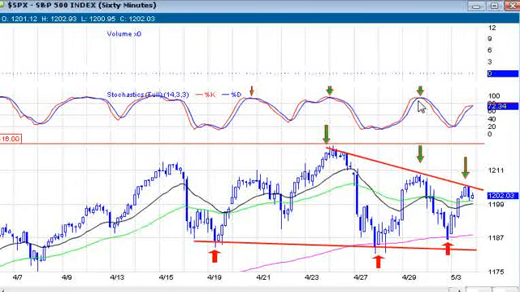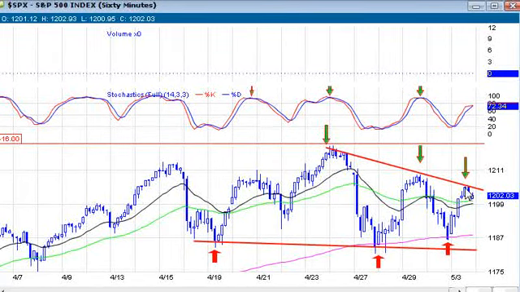So we'll watch that tomorrow. A move above Friday's high should give us that break and a clear-cut move up. So a couple different stocks I want to look at.